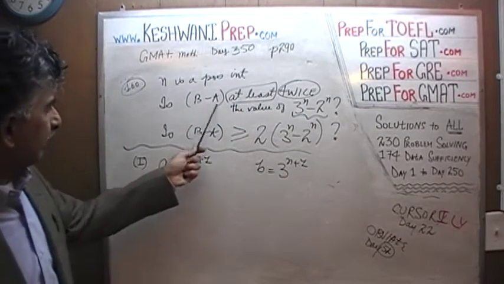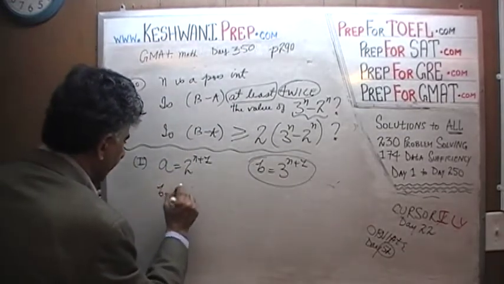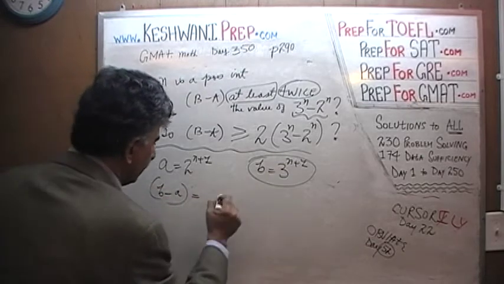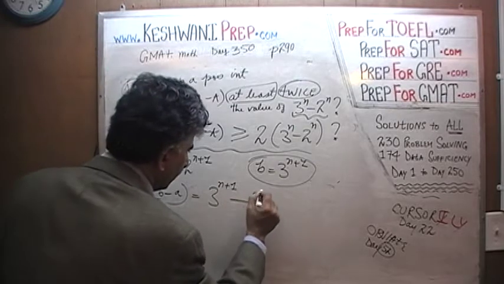Let's find out what b minus a is. B minus a, here's our b. So b minus a is going to be 3 raised to n plus 1 minus 2 raised to n plus 1.